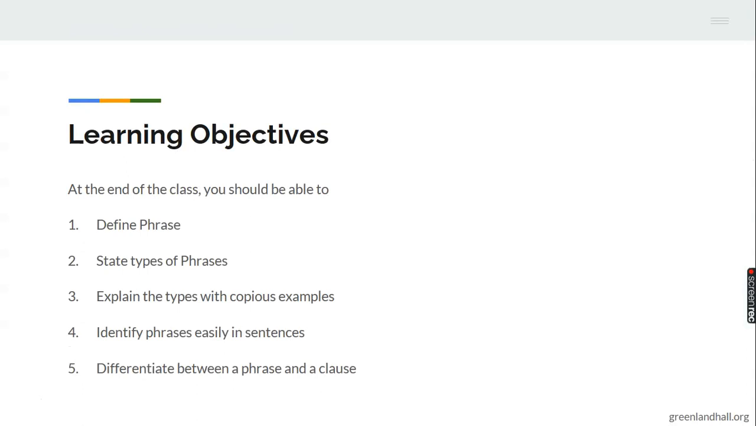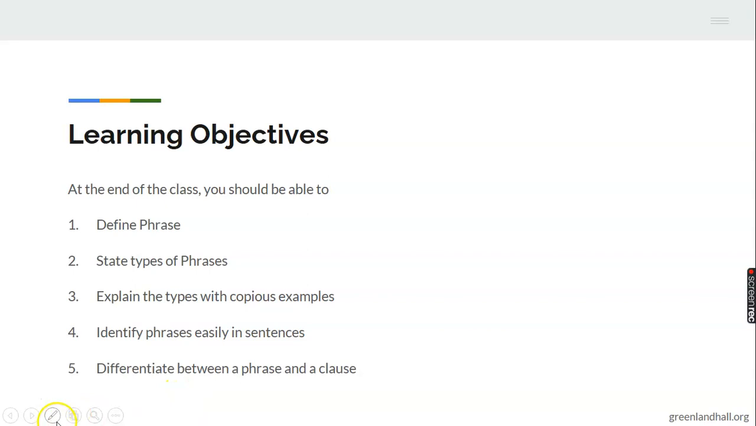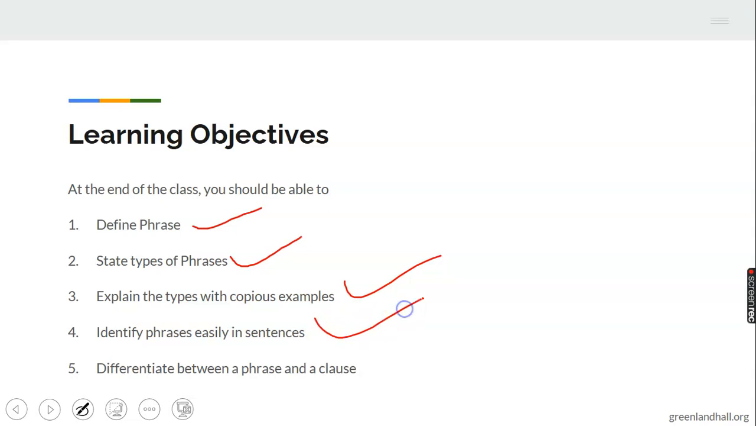Let's go to the objectives for the class. Number one, at the end of the class, you should be able to define phrases. Number two, you should be able to state types of phrases. Number three, you should be able to explain the types with good examples, copious examples. And number four, you should be able to identify phrases easily in sentences. And number five, you should be able to differentiate between a phrase and a clause.